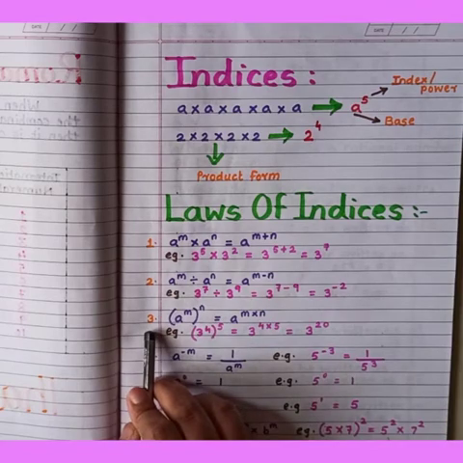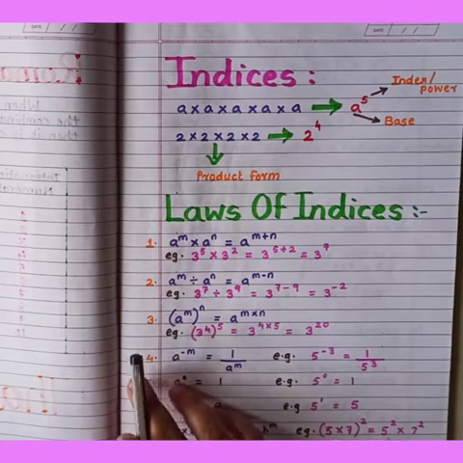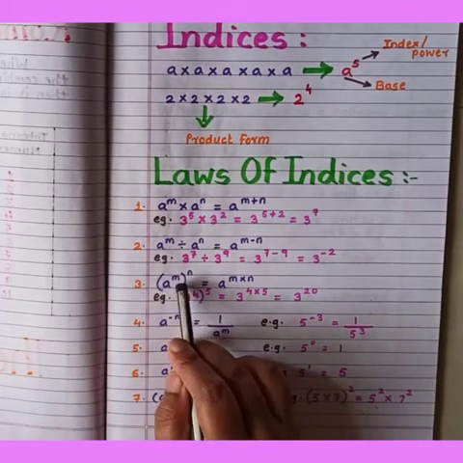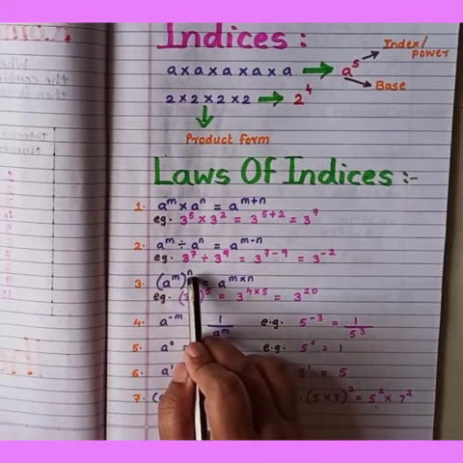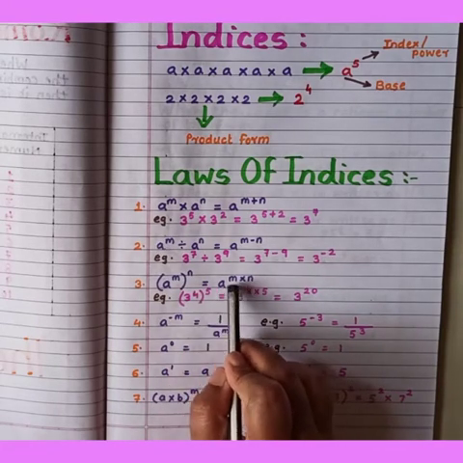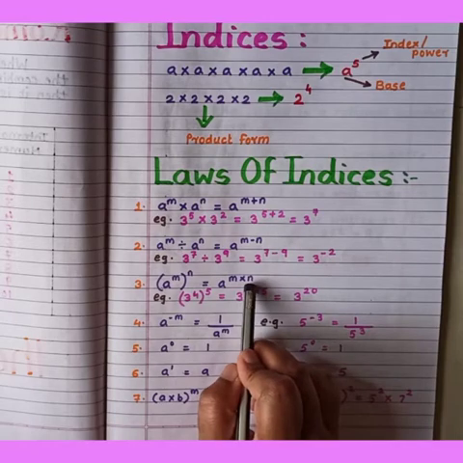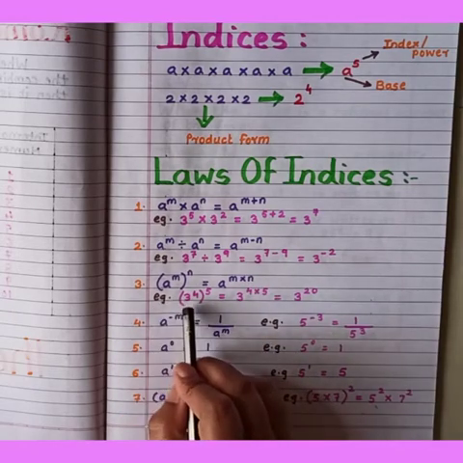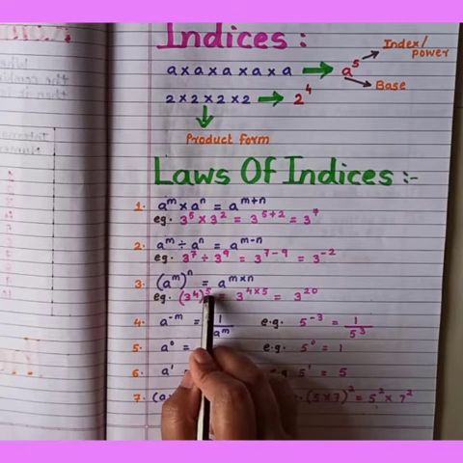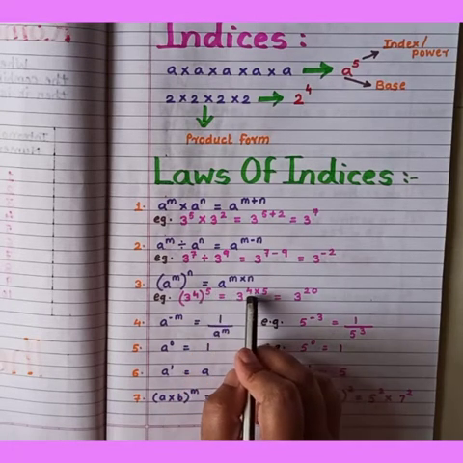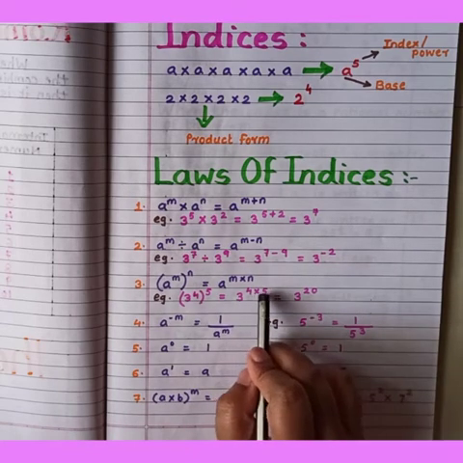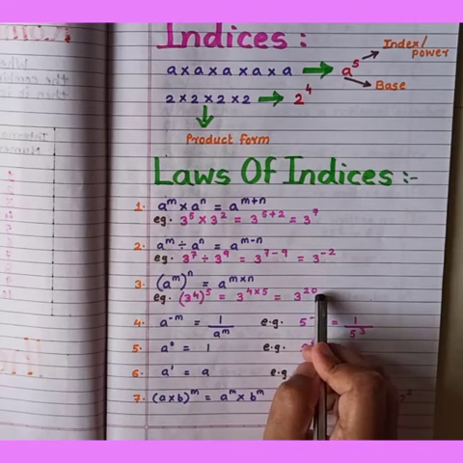Third law: when we have one base and 2 indices, we multiply the indices. So we get A raised to m multiplied by n. See the example. Here 3 is the base and 4 and 5 are the indices. So we multiply the indices and we get 3 raised to 20, because 4 fives are 20.